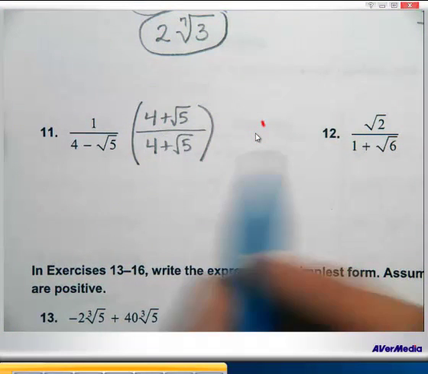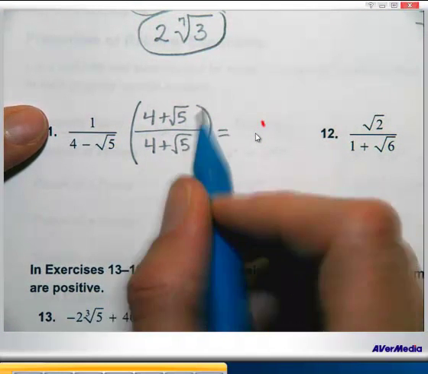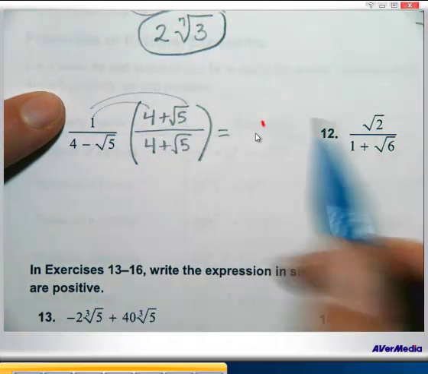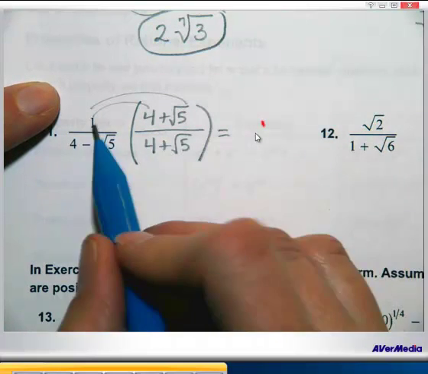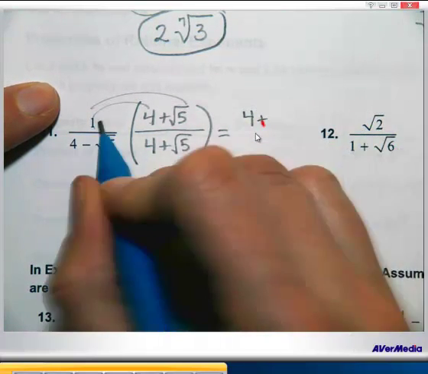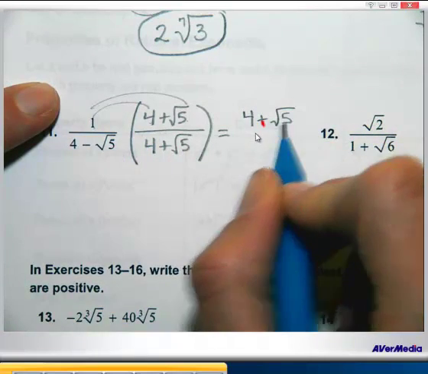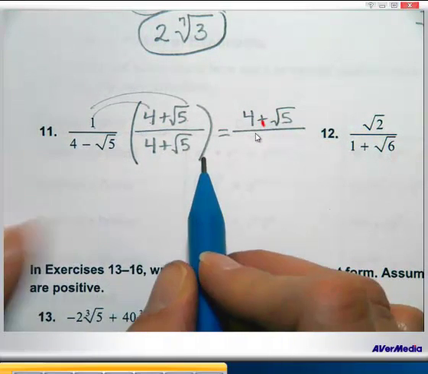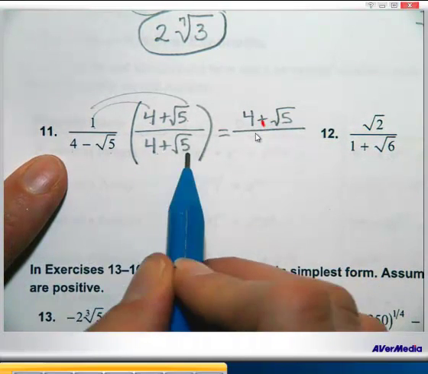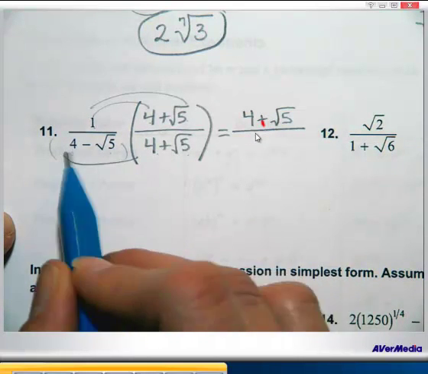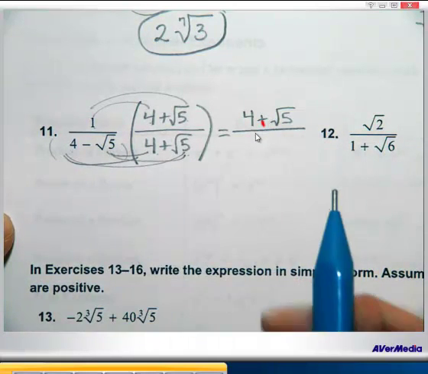When I multiply by 4 plus root 5 on the top, we just distribute the 1 into both of the terms. So 1 times 4 is 4. 1 times root 5 is root 5. But on the bottom, it's going to be a little more work because I have 1, 2, 3, 4 terms. And they all have to multiply together. And so watch what happens.